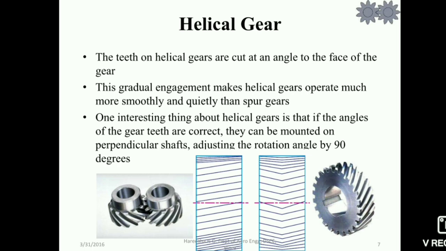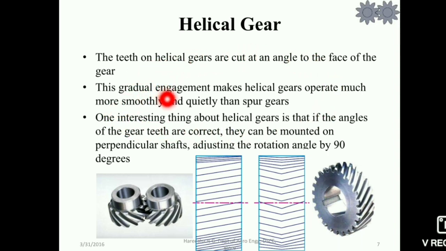Now you can see the helical gear. Helical means just like a helix. The teeth on the helical gear will not be parallel to the axis of the shaft. Here they will be cut at an angle. The advantage of this kind of gear is that it will operate much more smoothly and quietly. So noise will be much less in this kind of gear.